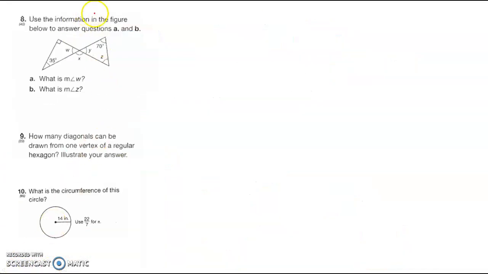It says, use the information in the figure below to answer the questions. What is the measure of angle W, which is right here? And then what is the measure of angle Z? So let's walk through this. We have 35 degrees plus 90 degrees. We know that in any triangle, all of the angles add up to 180. So in the first triangle, we have 35 plus 90 plus W is equal to 180.